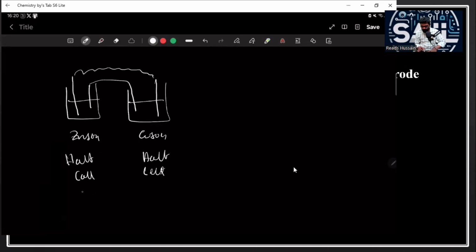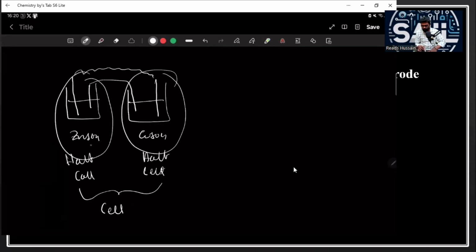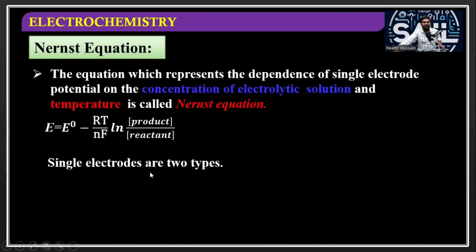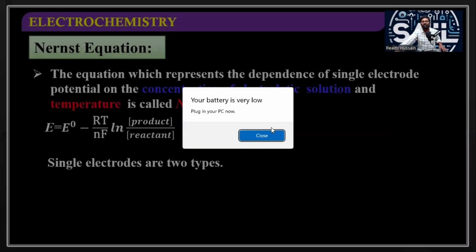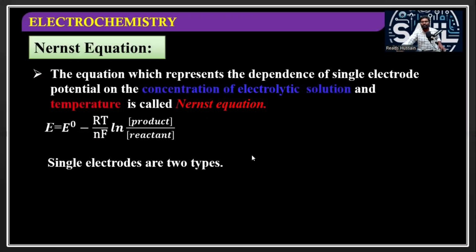So these both together are called a complete cell. This is a cell. This one is half cell. This one is half cell. So the combination of these two is called a complete cell, right? And remember, here we are discussing a single electrode, which means half cell electrode. Okay.